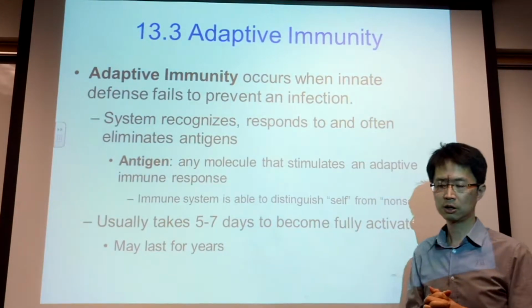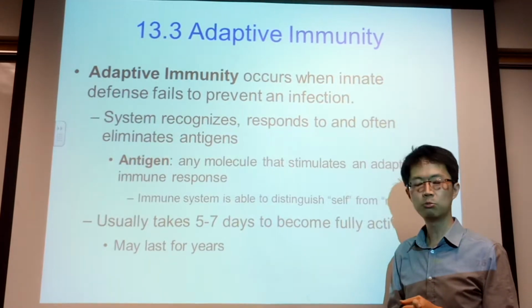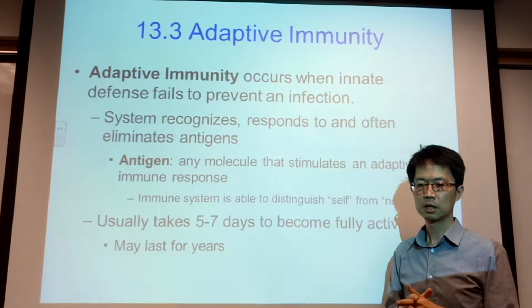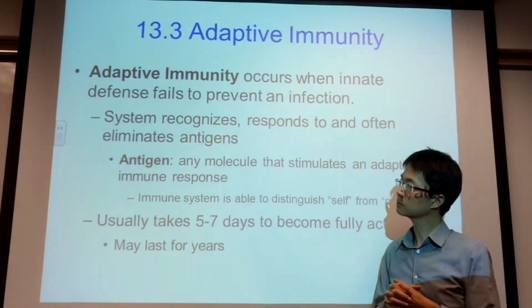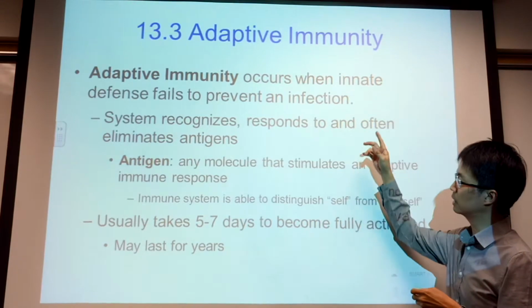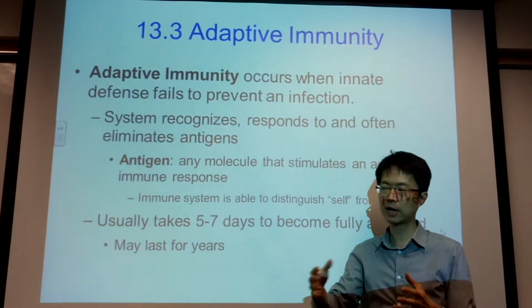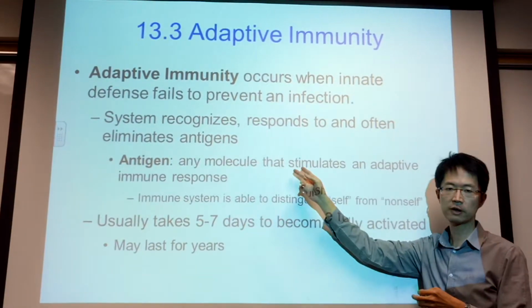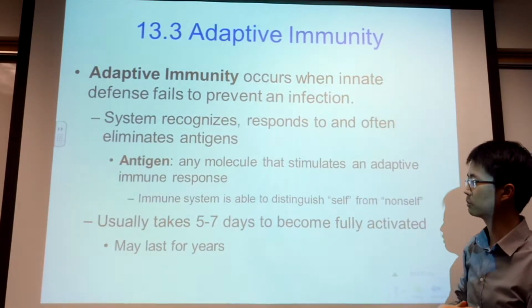Some people call it the specific immune response. Some textbooks call it humoral immune response, humoral immunity. The humor is from the humor. Humor means body fluid. Specifically, it means your blood. So it has something to do with the antigen and antibody reaction. Antigen, the definition is very good. I like the definition, it is short and clear: any molecule that stimulates the adaptive immune response.